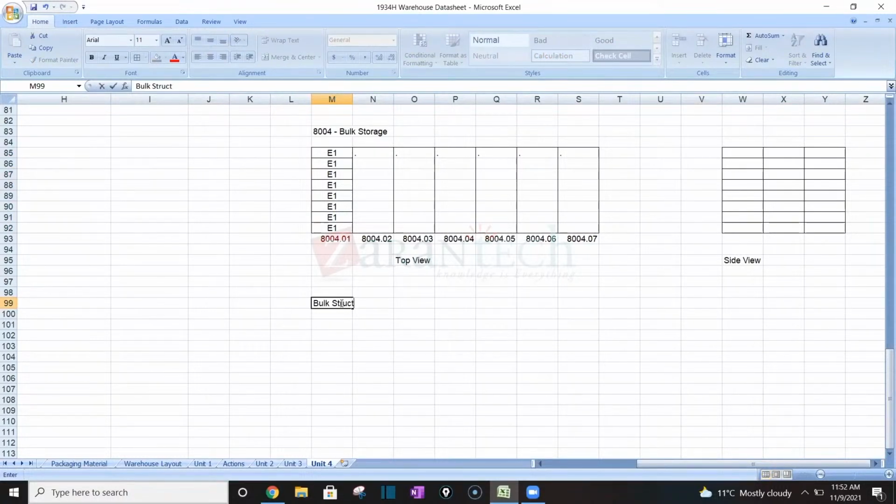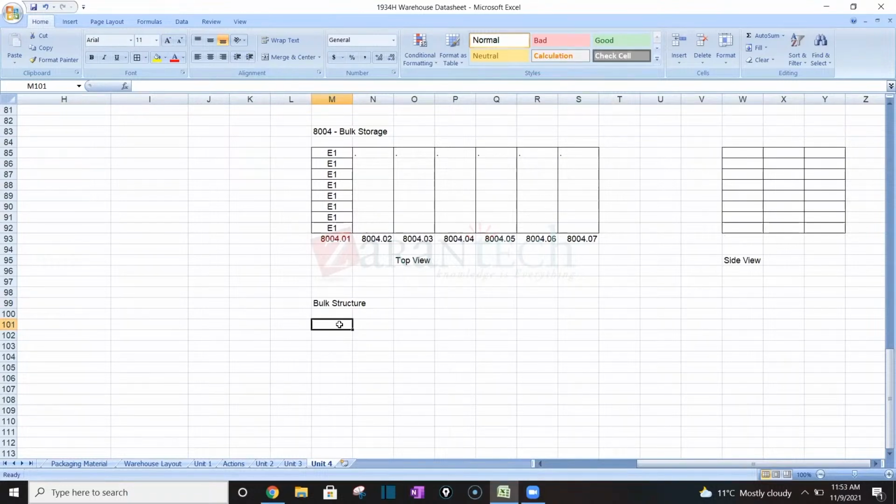Johan, is this type of storage restricted to a specific material? If I'm storing pallets, a pallet can have any material on it. Do we control that as well, so that 8004.01 has to hold only this material? Do we do it for product? Yes, you can control that based on product also, that only so-and-so product is allowed if it comes in on a pallet. We'll see in the bulk structure how product can influence it.